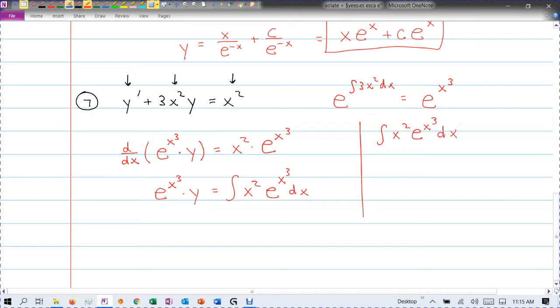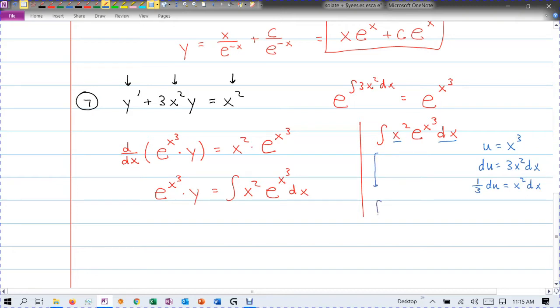Make a basic u substitution here. I'm going to let u be equal to x³. And the reason I'm doing that is because I know the derivative of that is 3x² dx, and I kind of have that. I have an x² dx. So if I just scale this by a third, I can get the expression x² dx that I'm looking at up here, and then just rewrite this integral.